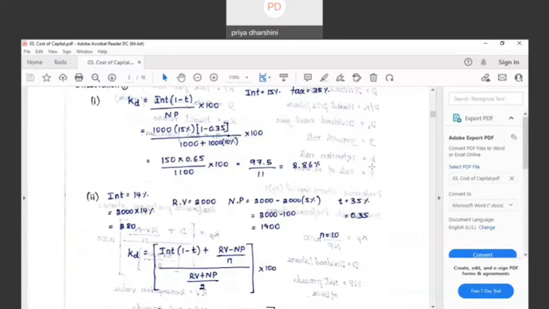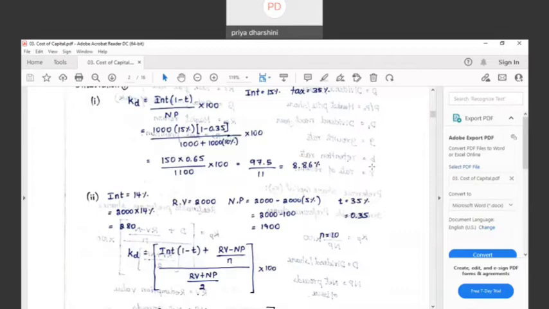It is interest into 1 minus tax divided by net proceeds into 100. How much is net proceeds? It is sold at a premium of 10%, so net proceeds is 1100. There is no flotation cost. In the numerator, you have to find interest. Interest is always computed on face value. How much is face value? 1000 into 15% into 1 minus tax rate, which is 35%. Solve for it, you will get 8.86% as the cost of debt.